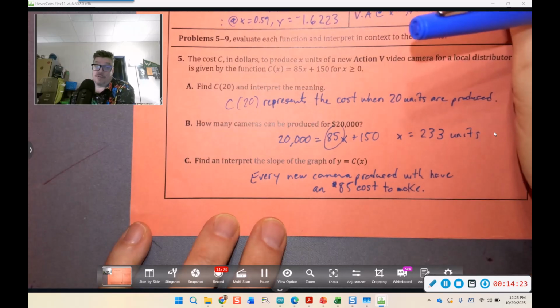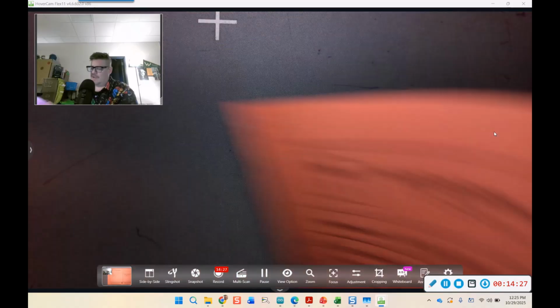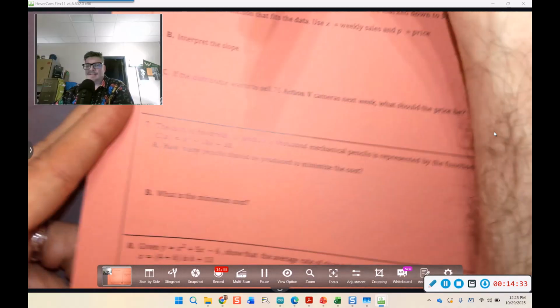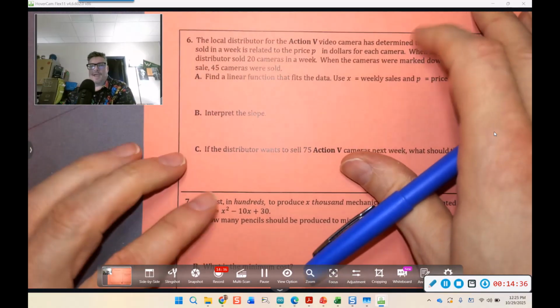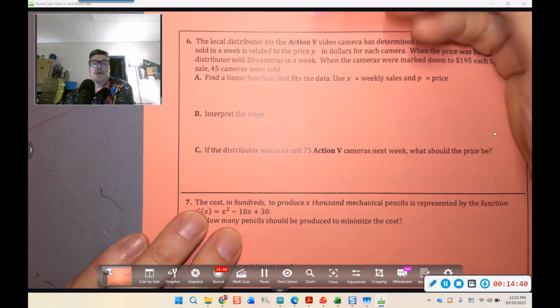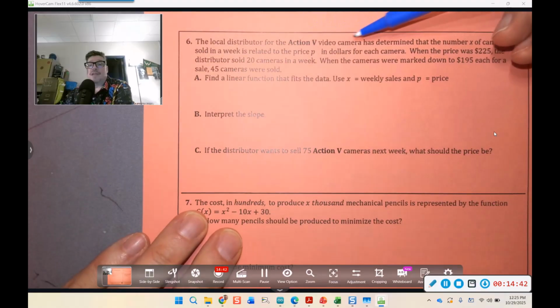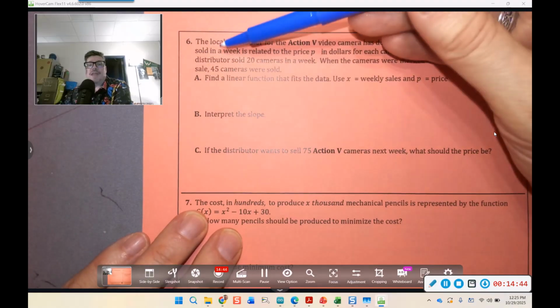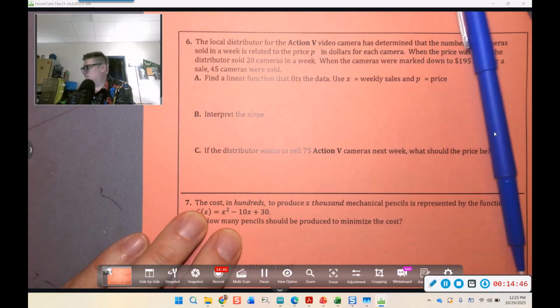That's very important, though, because that slope represents a rate of change, and that is the whole point of calculus, to study rates of change. That allows you to have an immensely rich way of solving problems involving change. The local distributor for that video camera has determined that the number of cameras sold in the week. Oh, you know what? I'm going to stop right there.